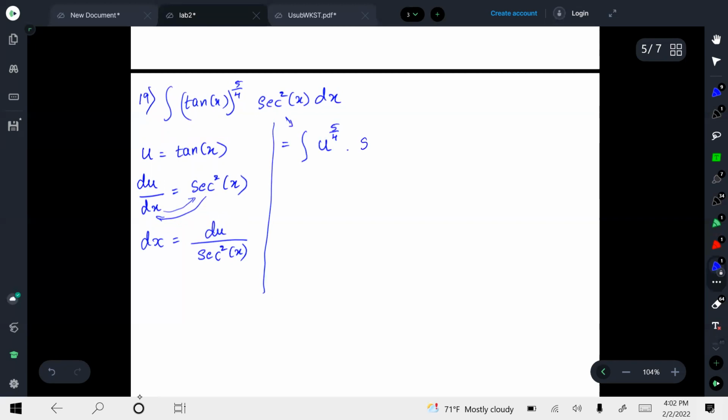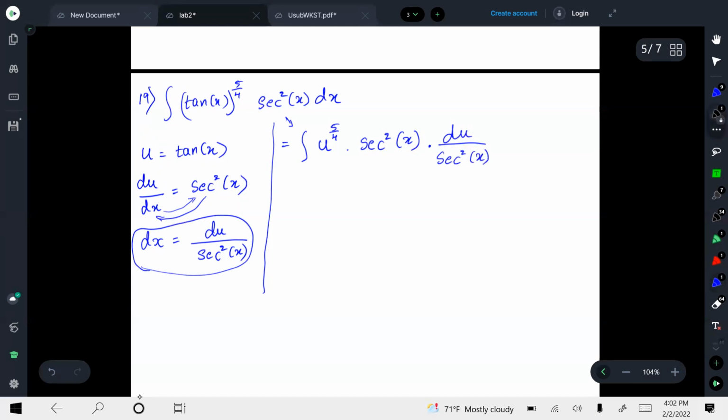What is secant square of x? You don't know yet because you have not substituted that with anything. So you will write it as it is, with dx. So what is dx? This one. So dx is du divided by secant square of x. Now you can see that these two get cancelled out, and then we can solve u to the power of 5 by 4 into du.